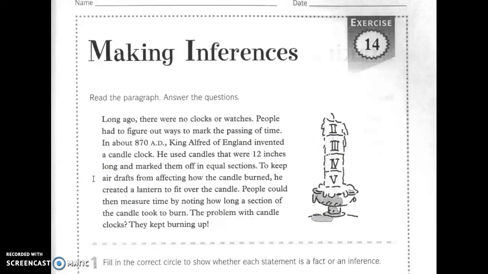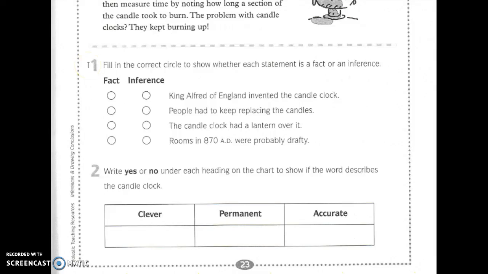The problem with the candle clocks? They kept burning up. Fill in the correct circle to show whether each statement is a fact or an inference. King Alfred of England invented the candle clock. Is that a fact or an inference? Does it specifically say it in the text or no?